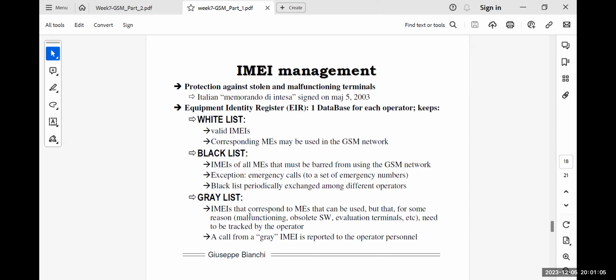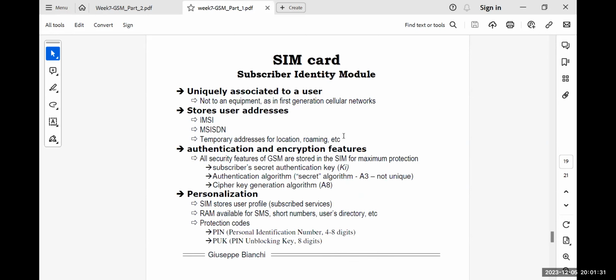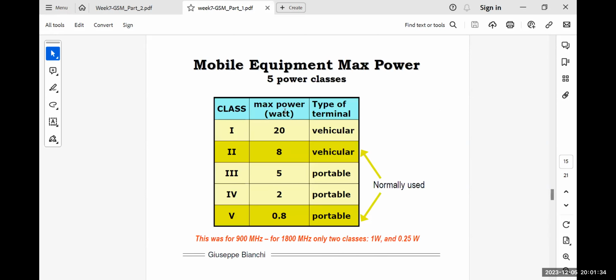and that is not only related to activities that are controversial. But for example, there are some kind of software upgradations, or you're evaluating something. So you may put some mobile equipments of certain areas, for example, into that gray list, right? So that gray list again is available in this equipment identity register. So that was all related to IMEI.